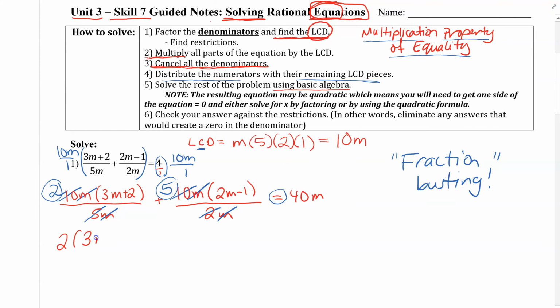So then here's what I have left over on the top here. I have a 2 times 3m plus 2 for the first one. I had a 5 left times 2m minus 1 for the second one, and all of that is equal to 40m. Now, there was a 5 left here because when 2 divides into 10, there's still a factor of 5 remaining. The 2 turned into a 1, but the 10 turns into a 5. And then when 5 divided into 10 here, there was a 2 remaining. So a 1 on the bottom and a 2 on the top.